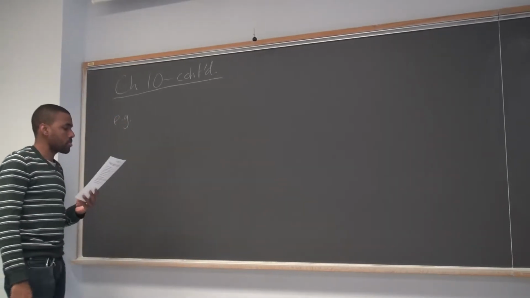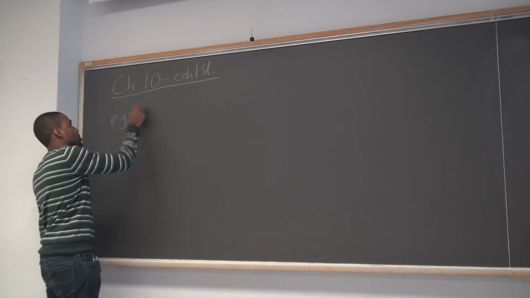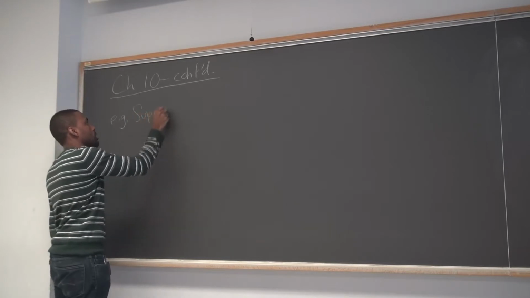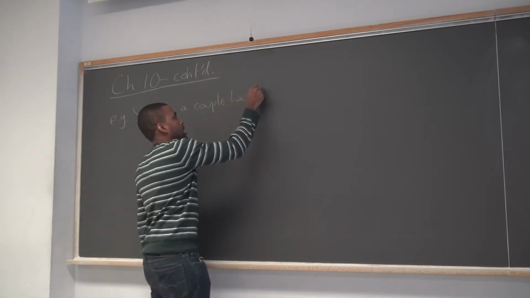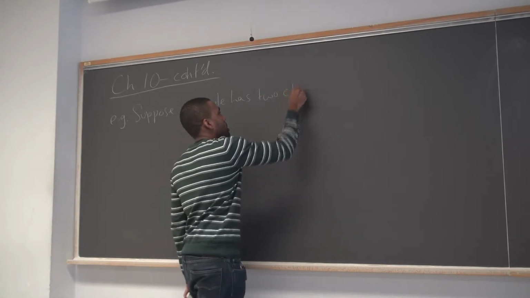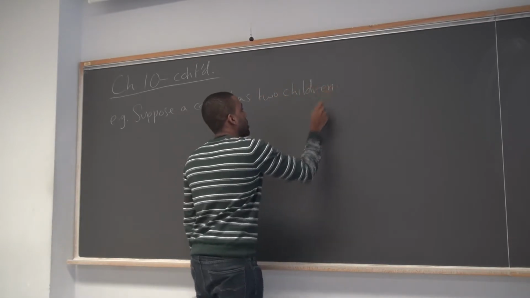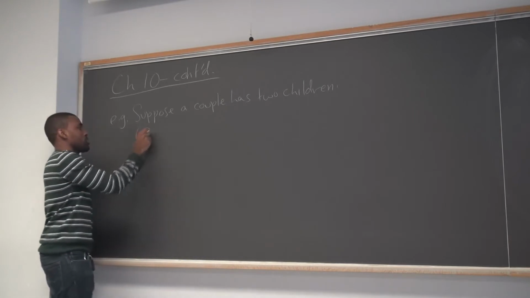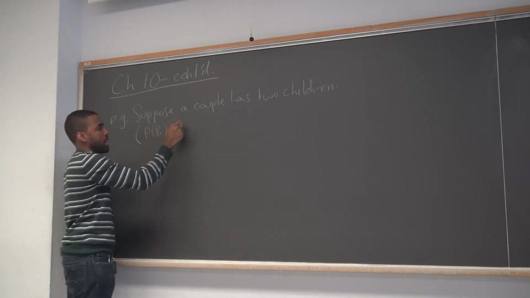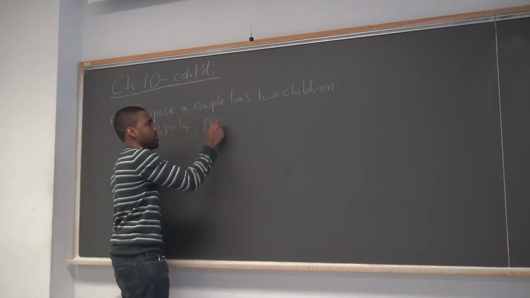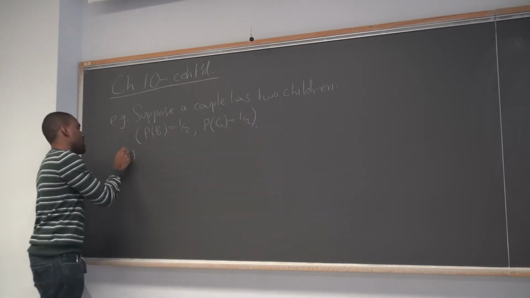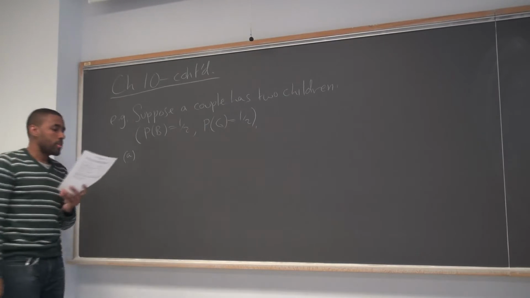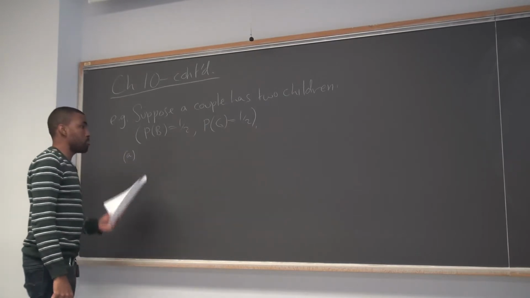All right, so suppose a couple has 2 children. Right? And of course, we're assuming that the probability of having a boy is a half, probability of having a girl is a half. Right. So A, I want to know what are the chances that they are both girls?